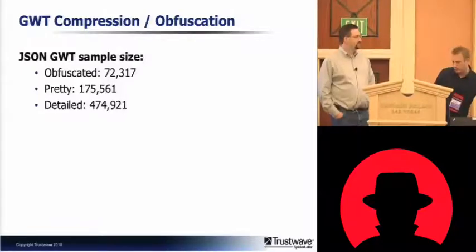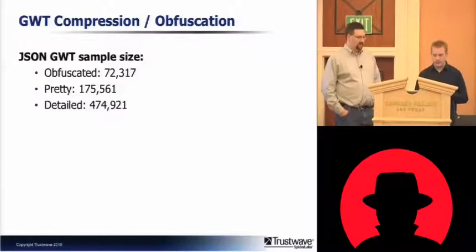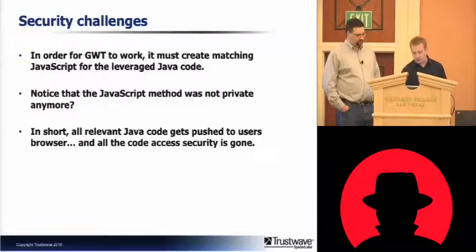And the compression works. The obfuscated code from the JSON sample app is almost exactly half the size of the pretty code. And the detailed code is about 7 times as large as the obfuscated code. So you're seeing a significant reduction in traffic.